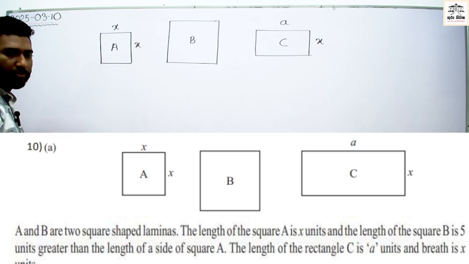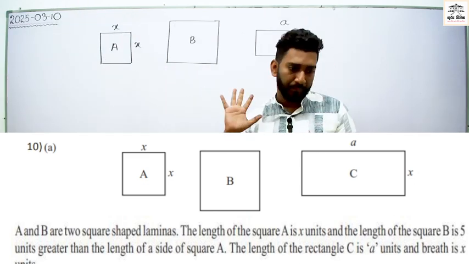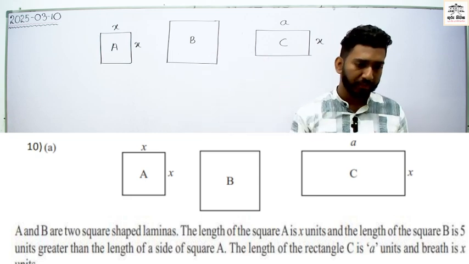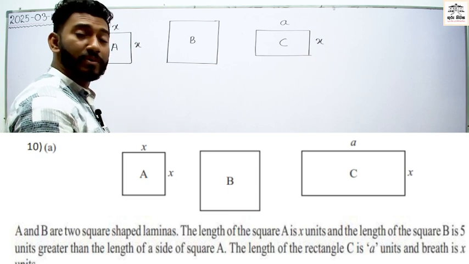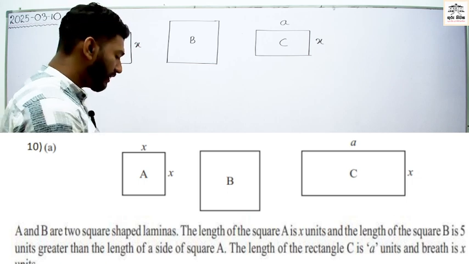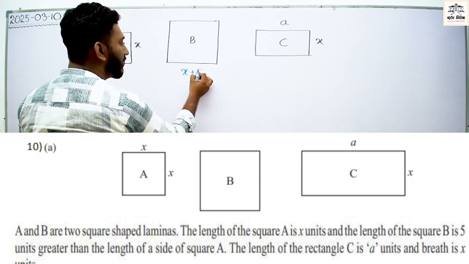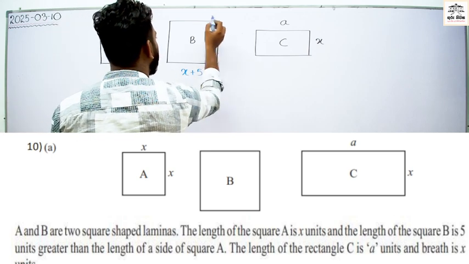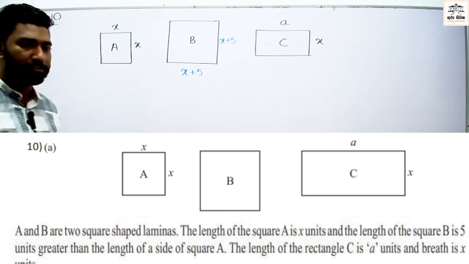Now look at that. A and B are two square shaped laminas. Both are square laminas. The length of the square A is X units, and the length of the square B is 5 units greater than the length of a side of square A. Now tell me, what is the length of the side? It is 5 units more than the previous one. Simple. Therefore, this one is x plus 5 and this one is also x plus 5. So one side is x plus 5 units. Understood. Excellent.